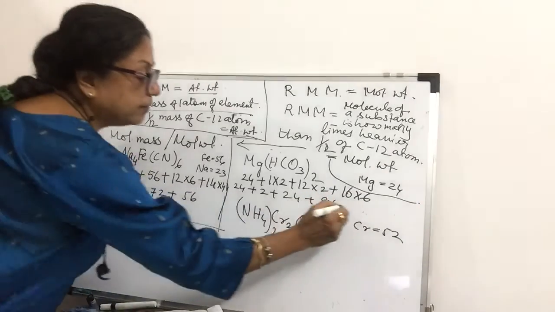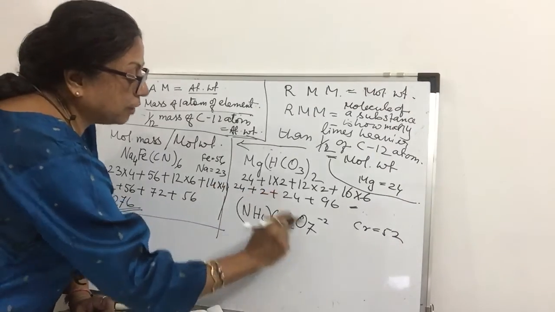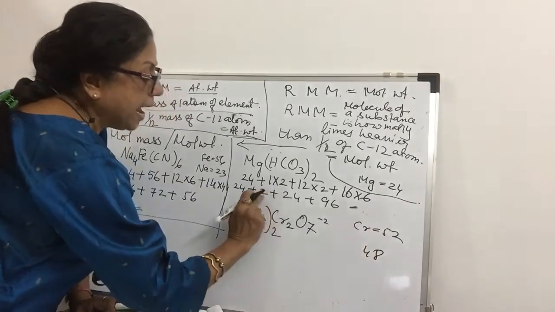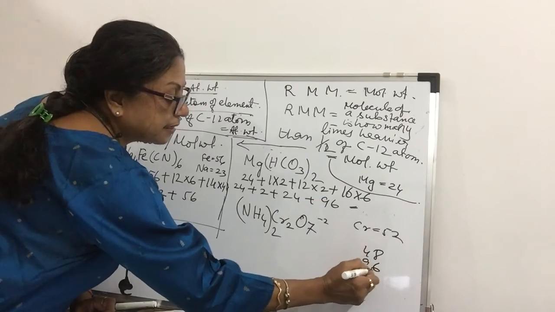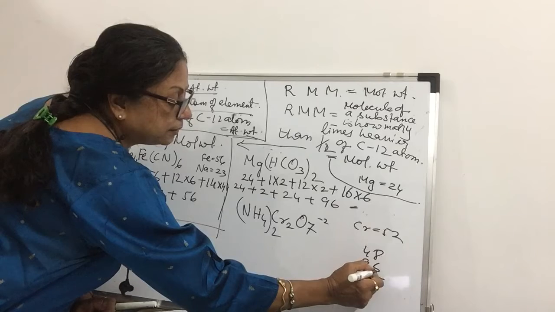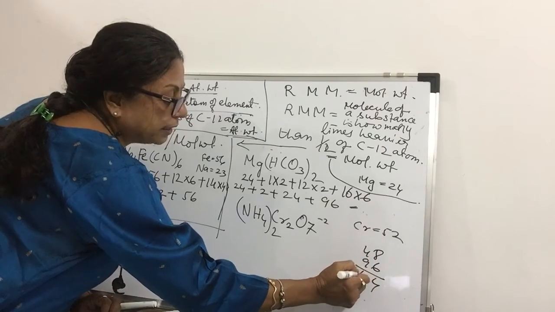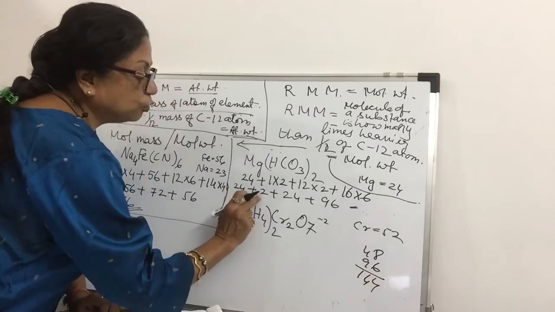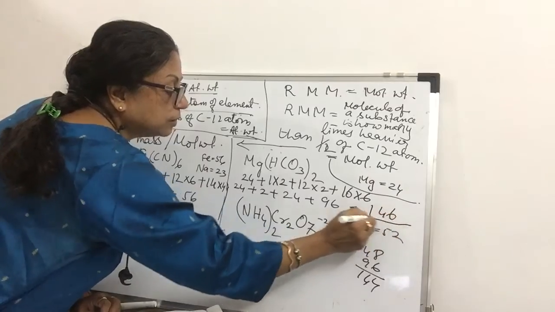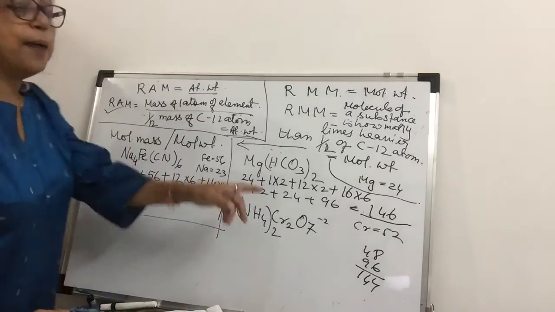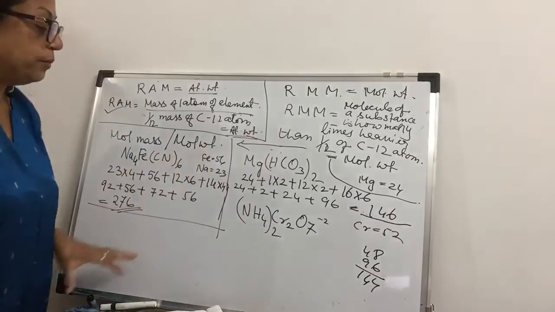So here the total will be how much? 24 and 24 is 48. 48 and 96 is 144, plus 2 is there. So this will become 146. So this is the molecular weight. I am talking about molecular weight. Okay, so you got the molecular weight here.